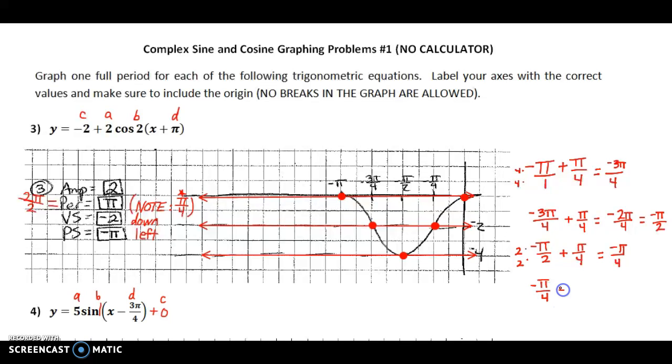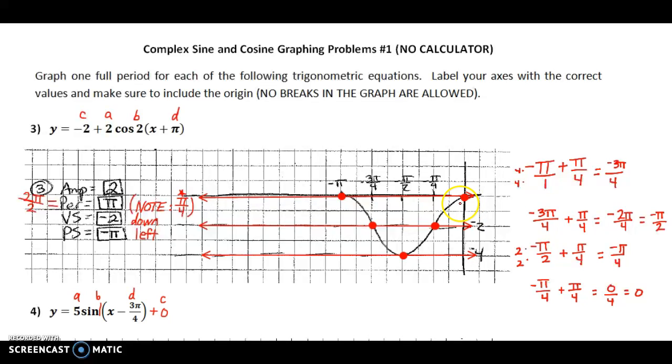To get my final important x value, I take negative pi over 4, and I add pi over 4 to it. This is about as good as it gets because we have the common denominator, and negative pi plus pi is 0, and 0 over 4 is 0, which is why we end up right here at x equals 0 for our final important value of this graph.